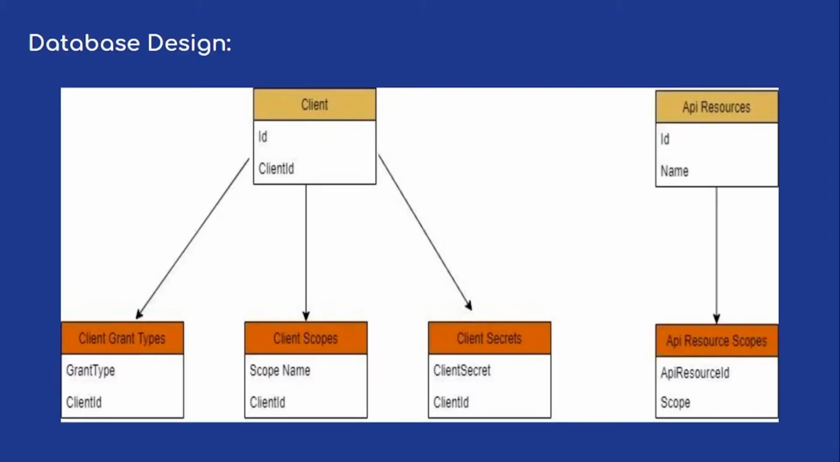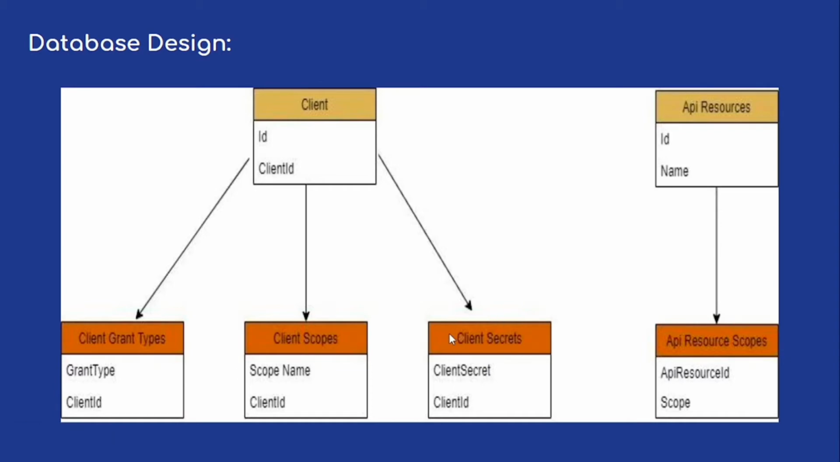So this is my database design. Here you can see on top, client. Client is a parent table here. I am not showing all columns, just a couple of important ones. ID is a primary key, and client ID is the unique identifier for the client. Now the client will have child tables like client grants, client scopes, and client secrets.